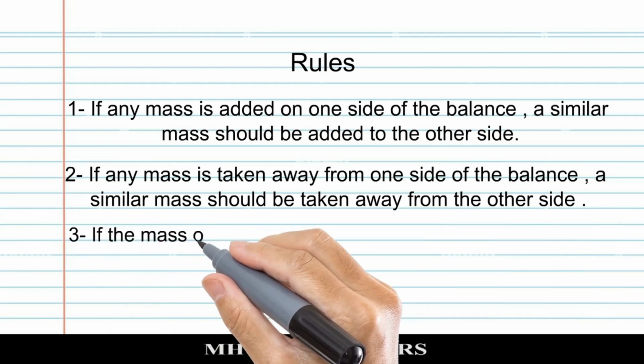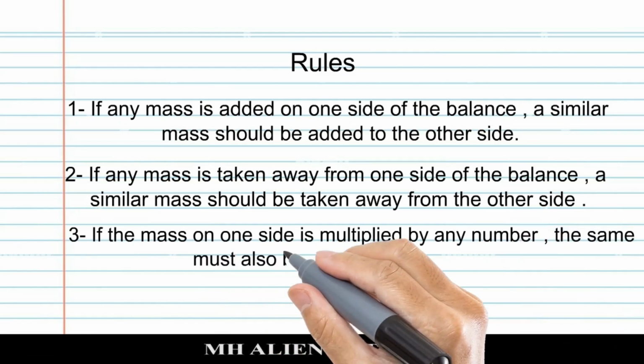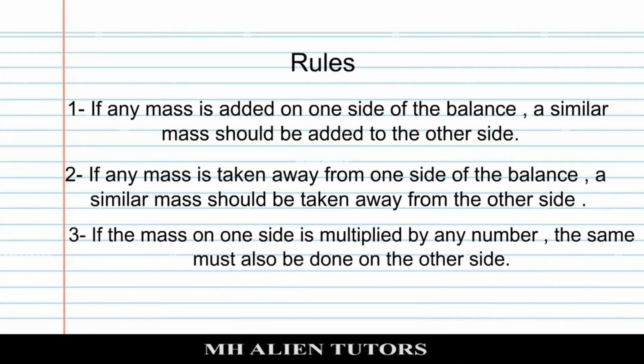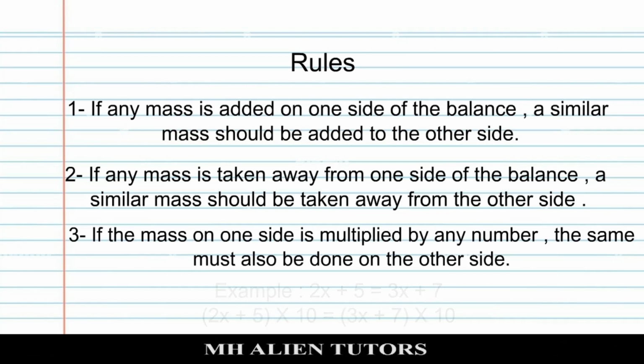Rule number 3, if the mass on one side is multiplied by any number, the same must also be done on the other side. If we multiply by 10 on the left-hand side, then we will also multiply by 10 on the right-hand side.